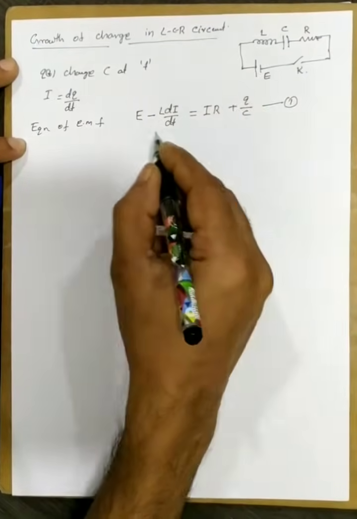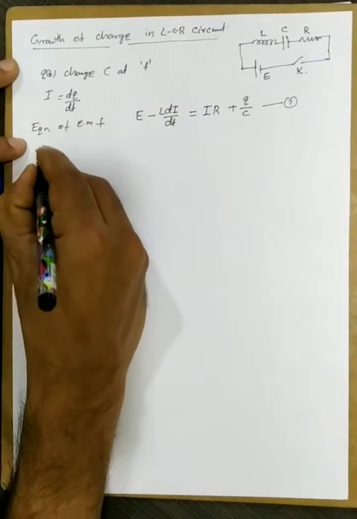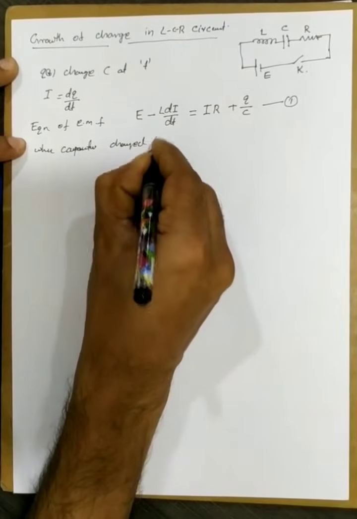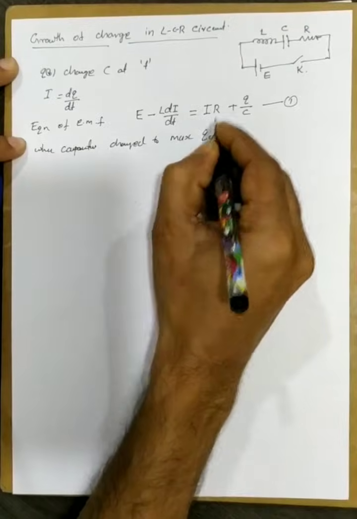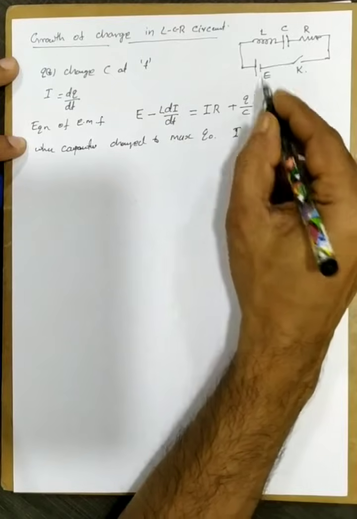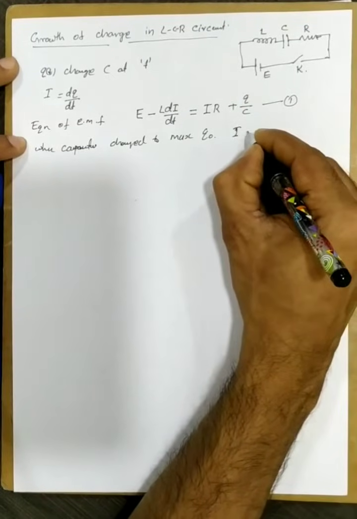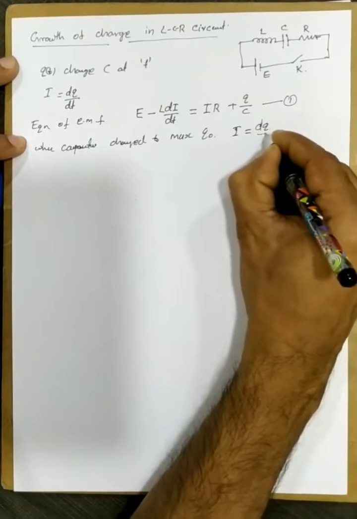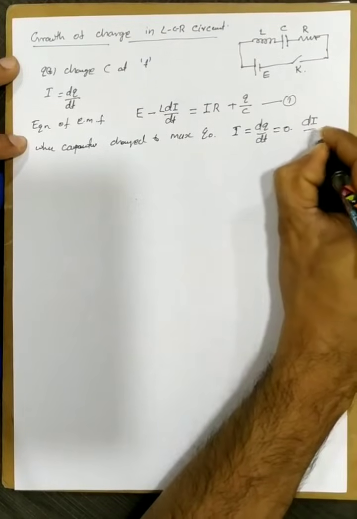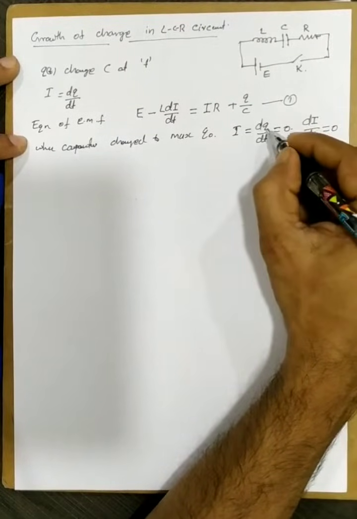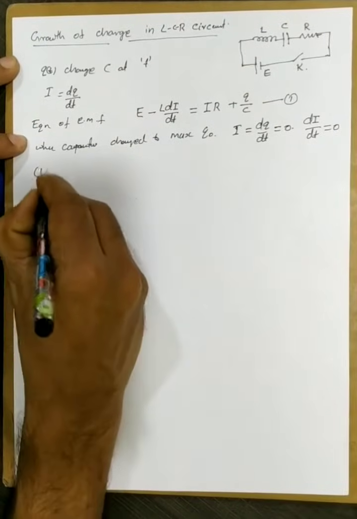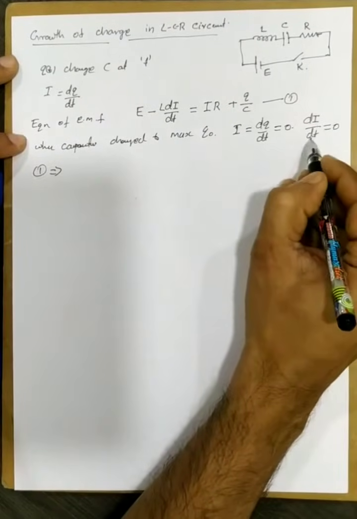When the capacitor is fully charged to the maximum value Q0, once the maximum value is reached, there will be no current. After the capacitor is fully charged to the maximum, the capacitance does not allow DC current to pass. Then I is equal to 0. Since the rate of change of charge is 0, di by dt is also 0. If current is 0, the rate of change of current is also 0. Now in equation 1, current is 0 and rate of change of current is 0.